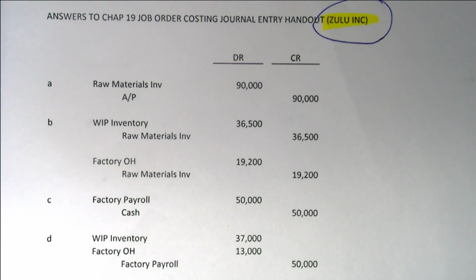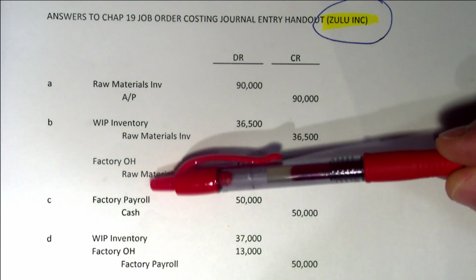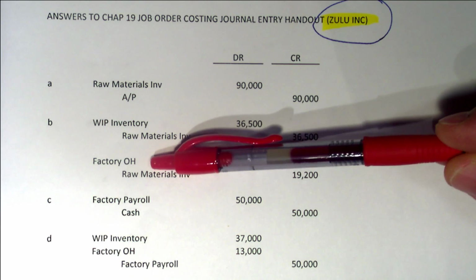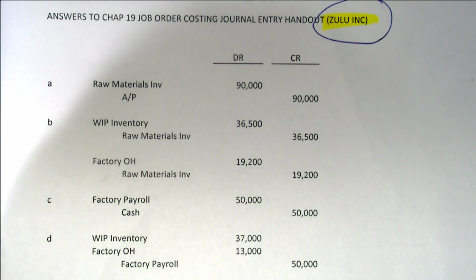Okay, let's go over the answers to these. This is A, B, C, and D to Zulu Inc. In journal entry A, we purchase raw materials inventory on credit, right? Then we requisition out some materials. If it's direct materials, we debit work in process inventory. If it's indirect materials, we debit factory overhead, right? Now, we don't have any account called direct materials or indirect materials, right?